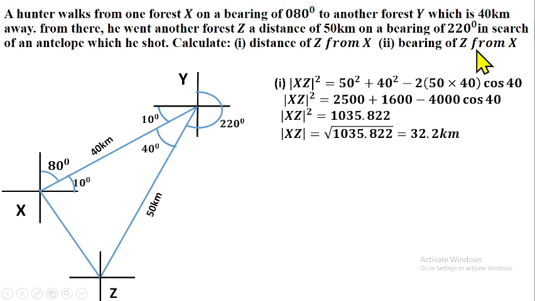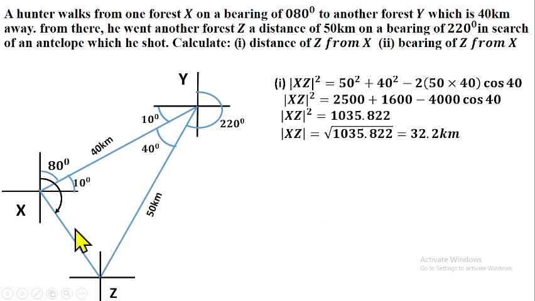We have to find the bearing of Z from X. That means we are looking for the angle from the north to what? We are looking for the angle from this north to the line that joins X and Z together. The angle from the north to the line that joins them together, that will be the bearing of Z from X. Then how can we get that?